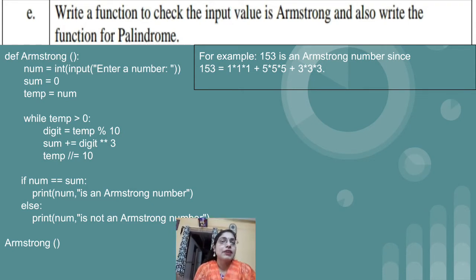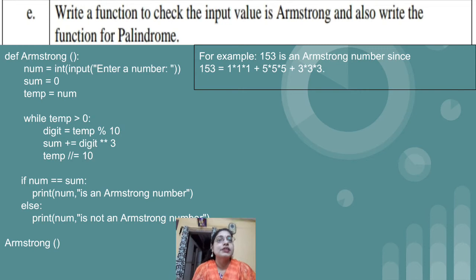So again, we have the same condition, temp greater than 0. If this condition is true, then we calculate digit equal to temp modulus 10, and sum plus equal to digit cube. So this statement is nothing but sum equal to sum plus digit exponent 3. Then again we calculate temp equal to temp divided by 10 by writing the third statement. How this program will work, we are going to see after some time.